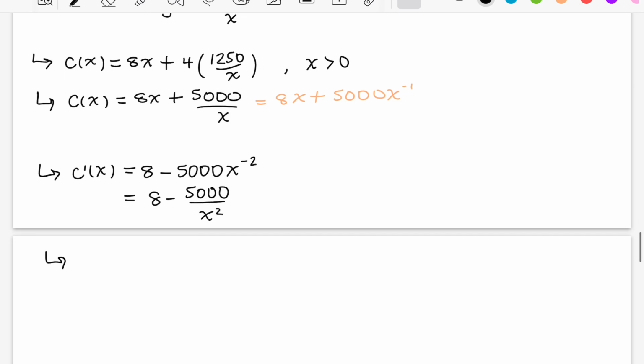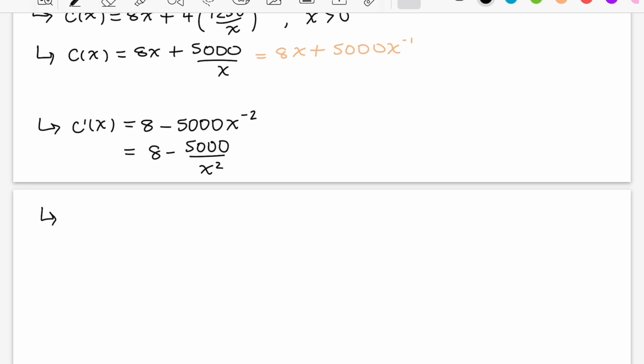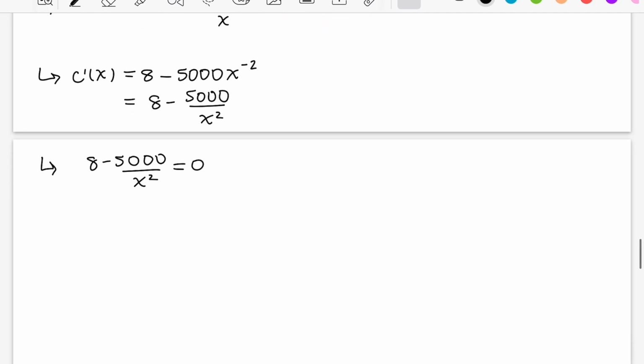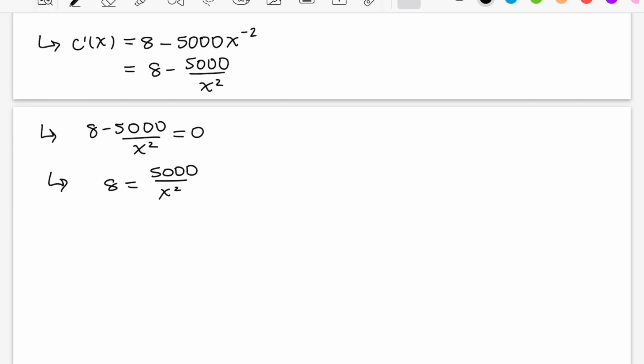Now we want to figure out when this guy is going to be equal to 0. So the first thing we'll do is add this term to the other side. So we get 8 is equal to 5,000 over x squared. Then we'll multiply x squared to both sides and then divide by 8. Okay. So we'll get 8x squared is equal to 5,000, and then dividing by 8, we get x squared is equal to 625.